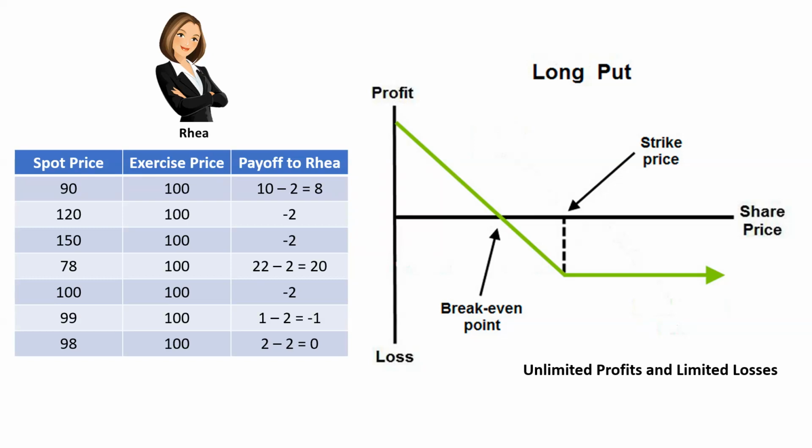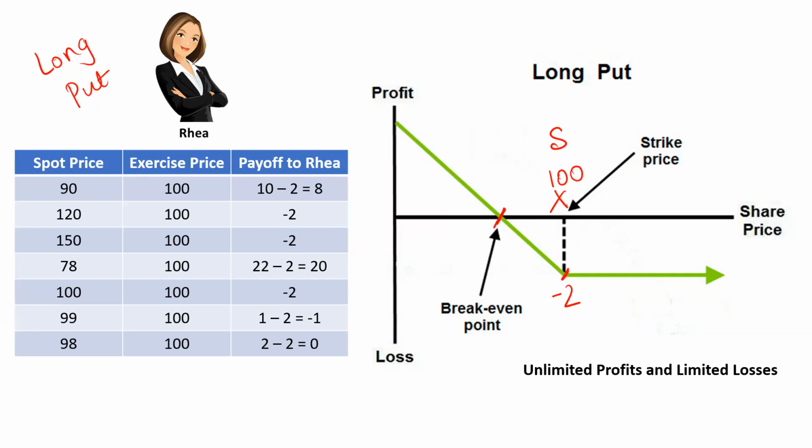Now let us understand the payoff for the long put. So Ria is the long put. 100 is your exercise price. And if the spot price is also at 100, you are going to lose the premium that you have paid. So in this case, your loss is going to be 2.